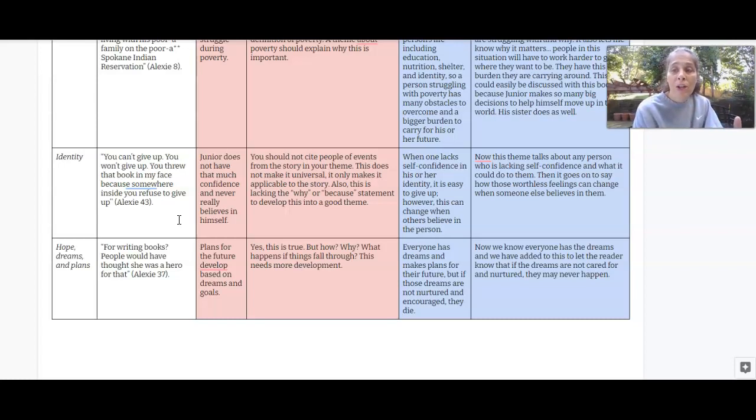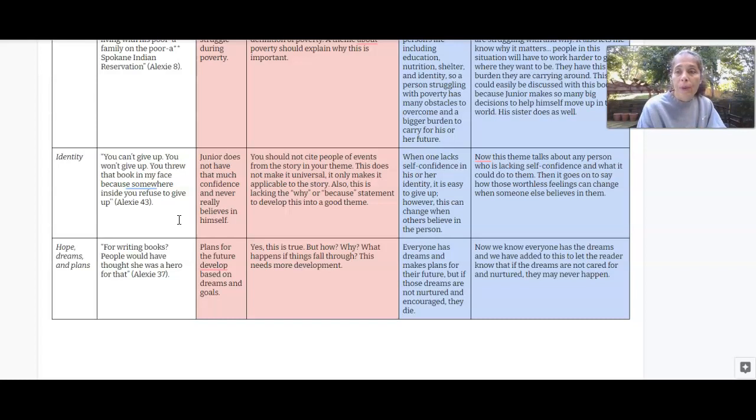I can tie this back to her because she wanted to be that author. She wanted to write things and go big. So I could definitely talk about that now if this was what I wanted to focus on. So now we know that everyone has dreams. We've added this to let the reader know that if dreams are not cared for and nurtured, they might actually never happen. And we could even go a little bit further and talk about how that might affect the person themselves.